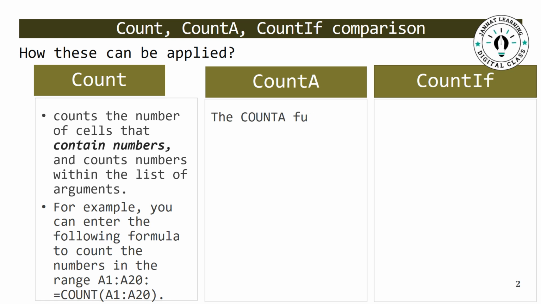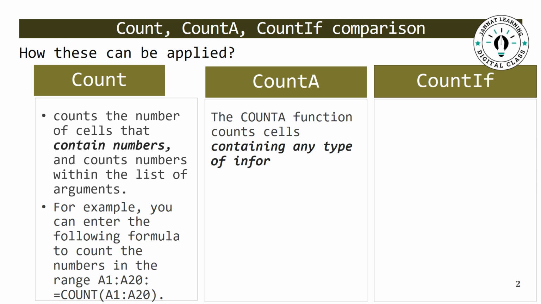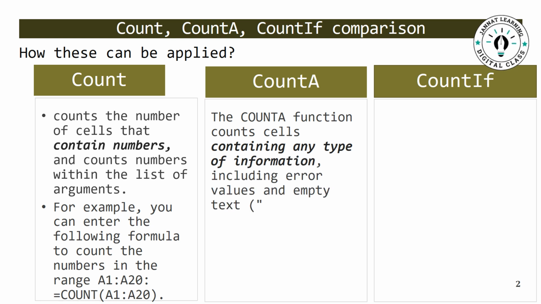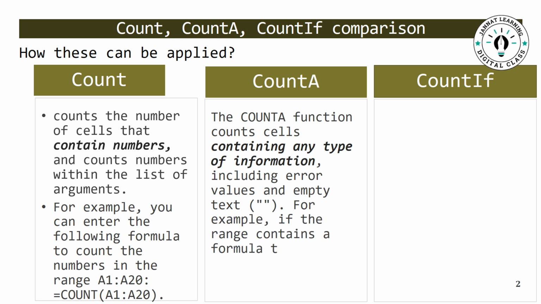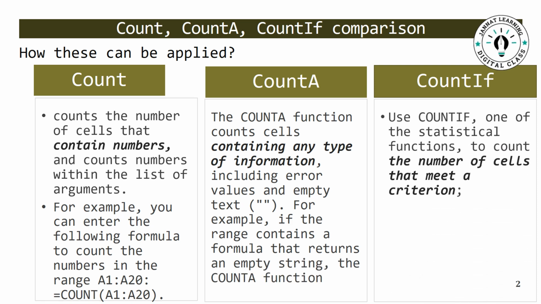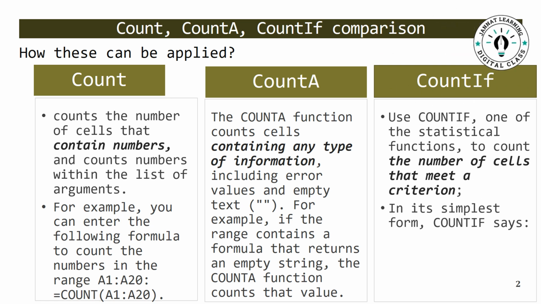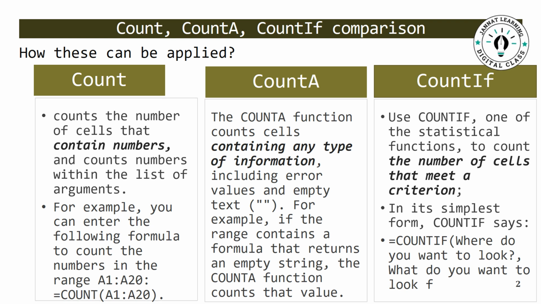counted. The COUNTA function counts cells containing any type of information, including error values and empty text. For example, if the range contains a formula that returns an empty string, the function counts that value. Use COUNTIF, one of the statistical functions, to count the number of cells that meet a criterion. In its simplest form, COUNTIF says: equals COUNTIF, where do you want to look? What do you want to look for?